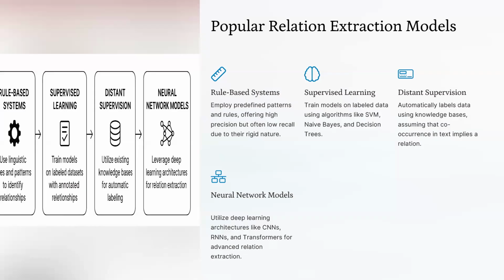Next, we have supervised learning. Here we train models based on labeled predefined datasets, and we use algorithms such as Naive Bayes, SVM, or decision trees. These methods can achieve high accuracy with enough quality training data. But the only thing is that it is time-consuming and expensive when it comes to manual labeling of the data.